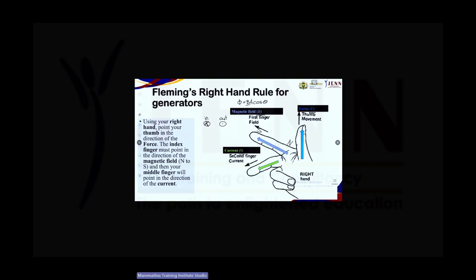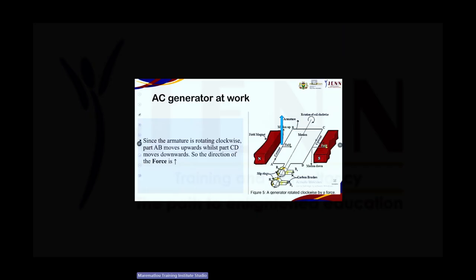So let's quickly look at how to use your hands in order to identify in which direction your coil will flip. So in this case, since the armature is rotating clockwise, part AB moves upwards whilst part CD moves downwards. So the direction of the force is going to be upwards. Now quickly take your right hand, put it at right angles to one another, and see if you can identify with your hands that it indeed flows upwards.